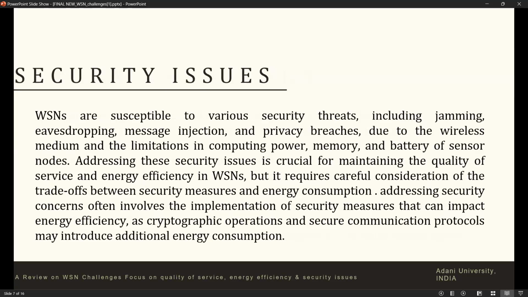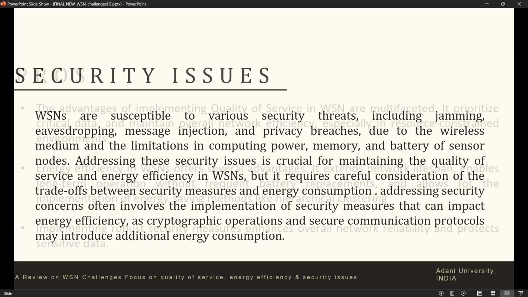Wireless sensor networks are at risk of security threats, including jamming, eavesdropping, message injection, and privacy breaches, due to the wireless medium and limitations in computing power and battery of sensor nodes. Addressing security issues is essential for ensuring quality of service and energy efficiency, but it requires balancing security measures with energy consumption, as implementing security protocols can increase energy consumption.